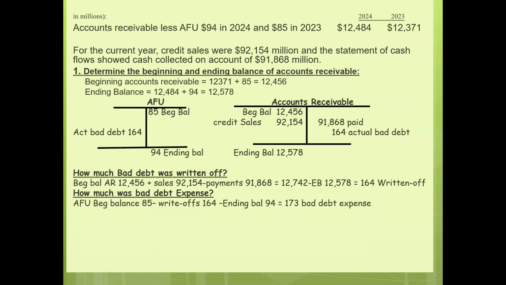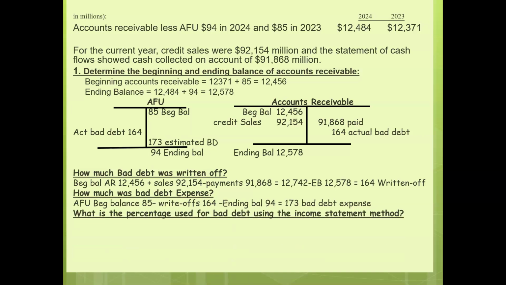Well, we take the allowance for uncollectibles balance minus the write-offs minus the ending balance, which tells us the estimated bad debt expense. It was $173. Now, what you always want to do when you finish this is make sure that your debits equal your credits.